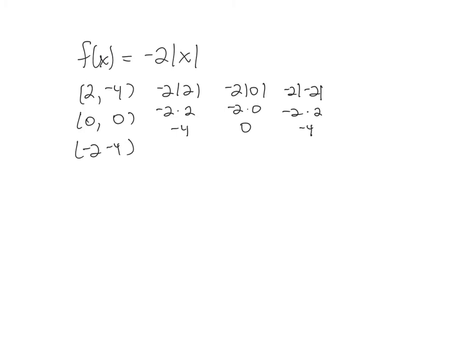Okay, so this is going to be different in a couple different ways, but I got 0, 0, and then I got 2, negative 4, and I got negative 2, negative 4.